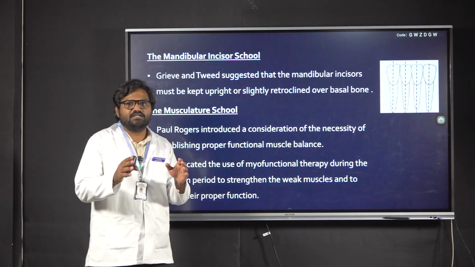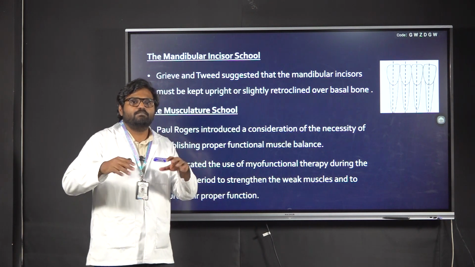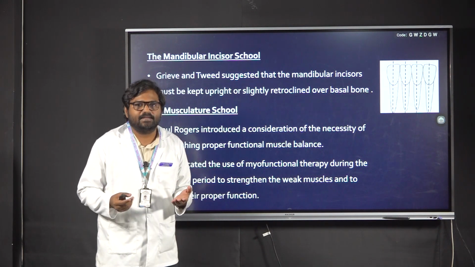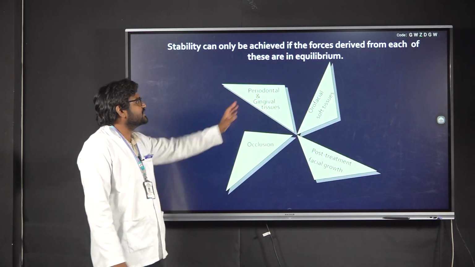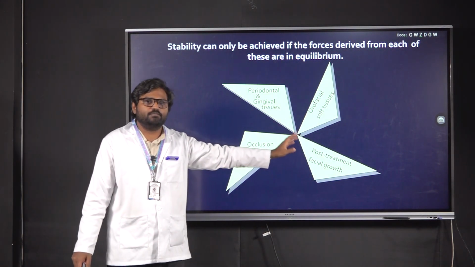That's why Rogers called muscles living myofunctional appliances. So once you treat a case, you can give some myofunctional appliances as retention so that you can keep these muscular imbalances away, so that there will be no relapse. So these are the things that have to be in equilibrium for proper stability post-orthodontic treatment.